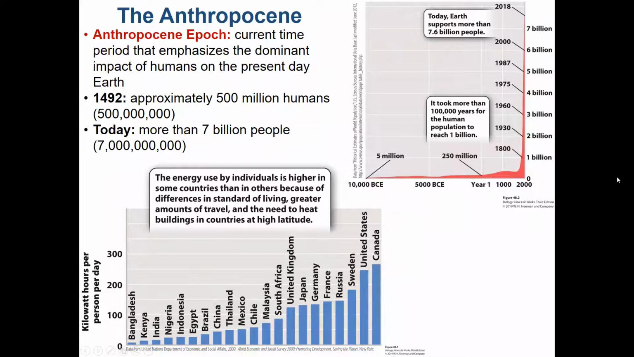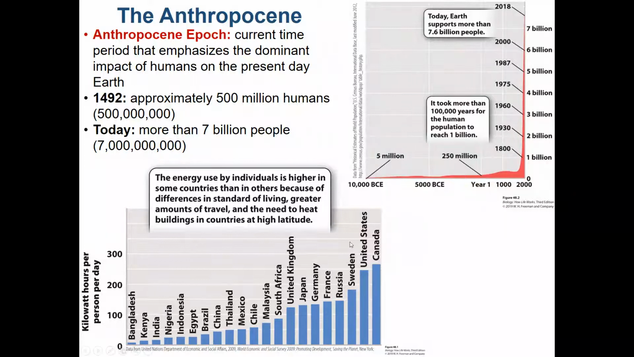Our impact on the Earth is partly a consequence of our sheer numbers, which in turn drive our energy and land use. But our impact on the Earth is also reflected by the individual and societal choices we make. So if we look at this figure here, we can see different countries, and on the y-axis, we have kilowatt hours per person per day. And we can see that the energy used by individuals is higher in some countries than in others because of differences in standard of living, greater amounts of travel, and the need to heat buildings in countries at higher latitudes that have more seasonal variation.